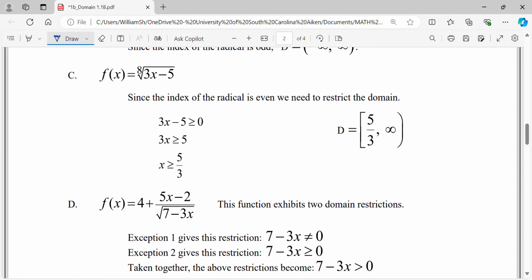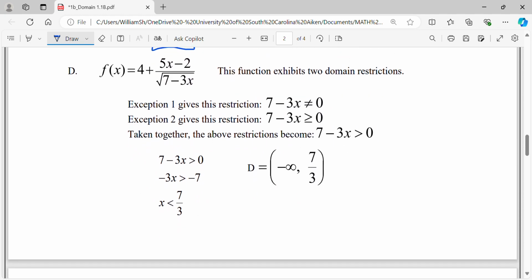Okay, let's look at C. C says the 8th root of 3x minus 5. We do have an even-indexed radical here, so we need to restrict this domain. We need to take the inside of this radical, set it greater than or equal to 0, which we did in step 3 here, and solve for x. We see that x is now greater than or equal to 5/3. So our domain is 5/3 to infinity. We'll use a bracket here on the 5/3 because it can be equal to 5/3.